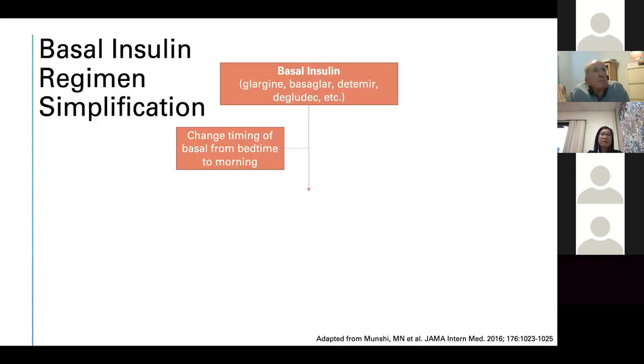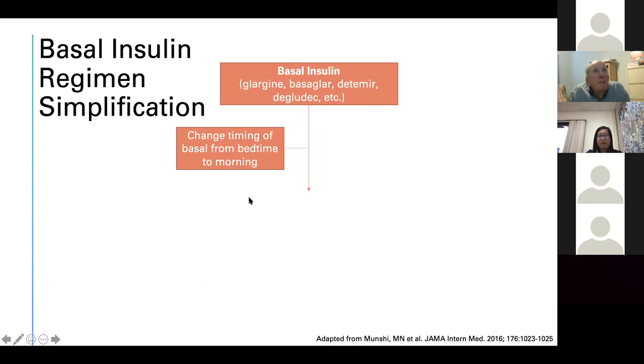So in terms of basal insulin simplification, you can use any long-acting basal insulin, whether it's glargine, basaglar, or degludec. What you want to do is change the timing of basal insulin from bedtime to morning. The reason we do this is because overnight gluconeogenesis in older adults is not as prominent as in younger patients. In the morning, you decrease the risk of having hypoglycemia overnight, where symptoms are more likely to go unrecognized. And finally, if the caregiver can only come once a day, it's typically more convenient for them to have morning dosing.